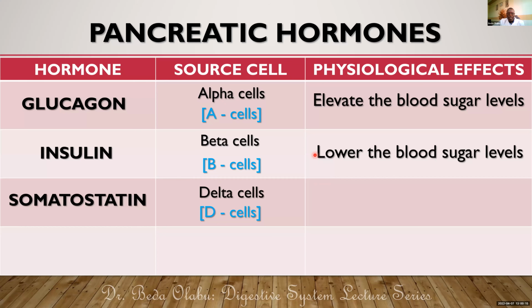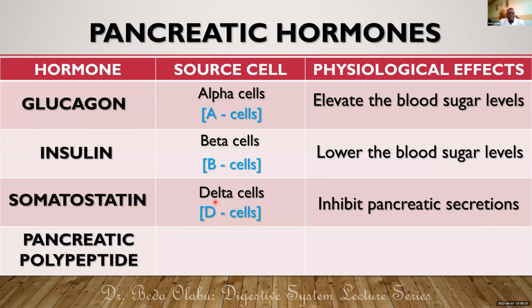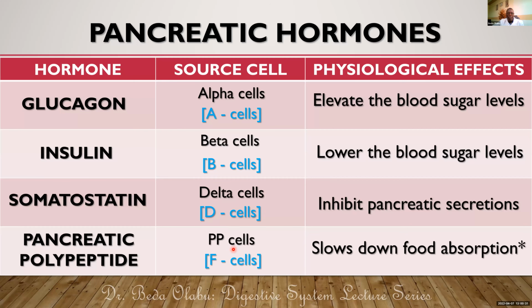Somatostatin comes from the D cells. This somatostatin is similar to the somatostatin that we talked about when we talked about endocrine functions of the GIT. It inhibits pancreatic secretions, especially the exocrine pancreas. Pancreatic polypeptide from the PP cells helps in slowing down absorption of food, although the actual function of pancreatic polypeptide is not very clear.